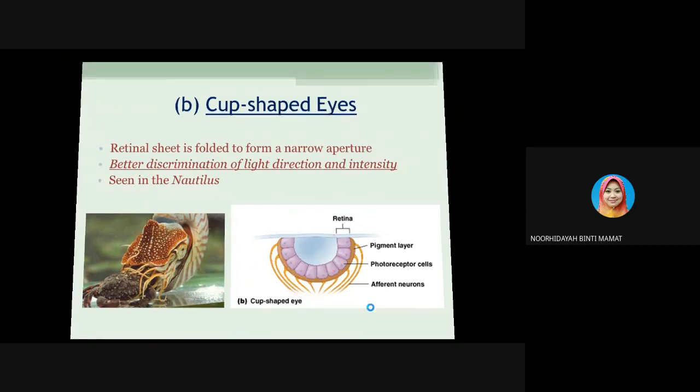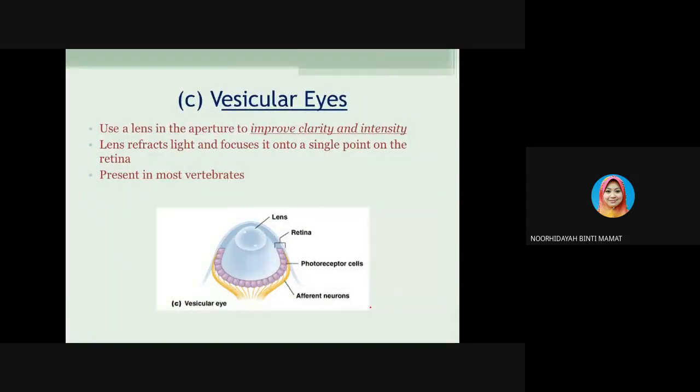Now we go to the third structure, which is the vesicular eyes. They use a lens in the aperture to improve clarity and intensity. So they have a lens here in the vesicular eyes. The lens refracts light and focuses it onto a single point on the retina.